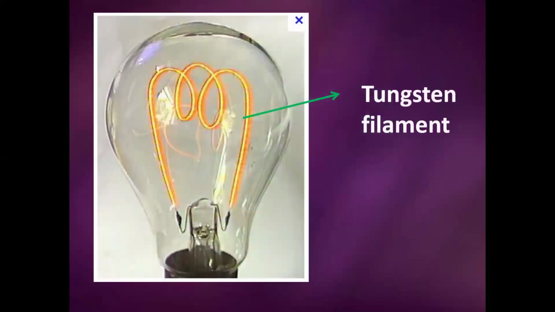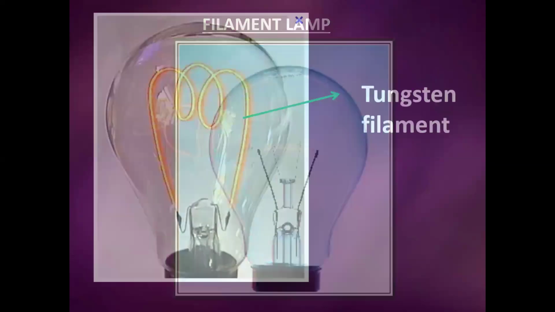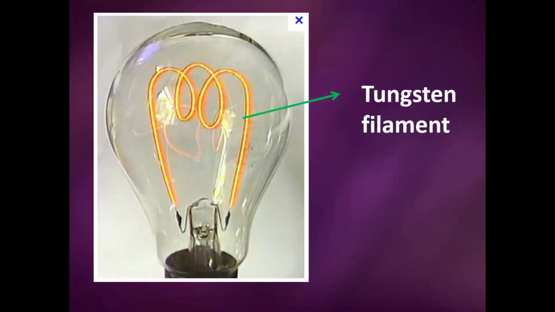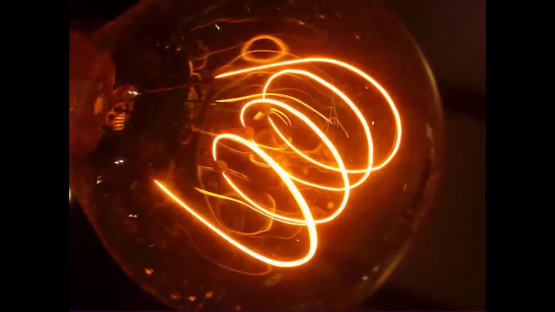It contains a filament which is normally coiled so it can fit inside the bulb. And this is tungsten, an element which can withstand high temperature. These are called yellow light bulbs. Now they are not common because of their very, very low efficiency. People do not like them because their light is yellow.